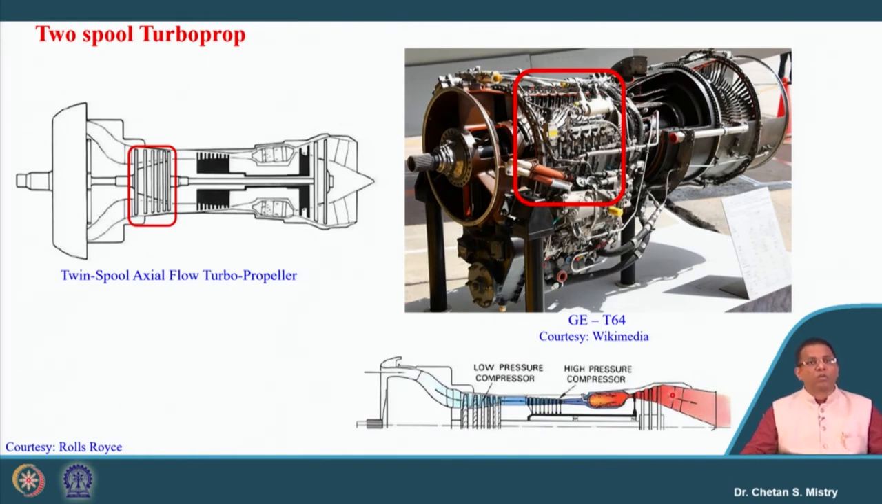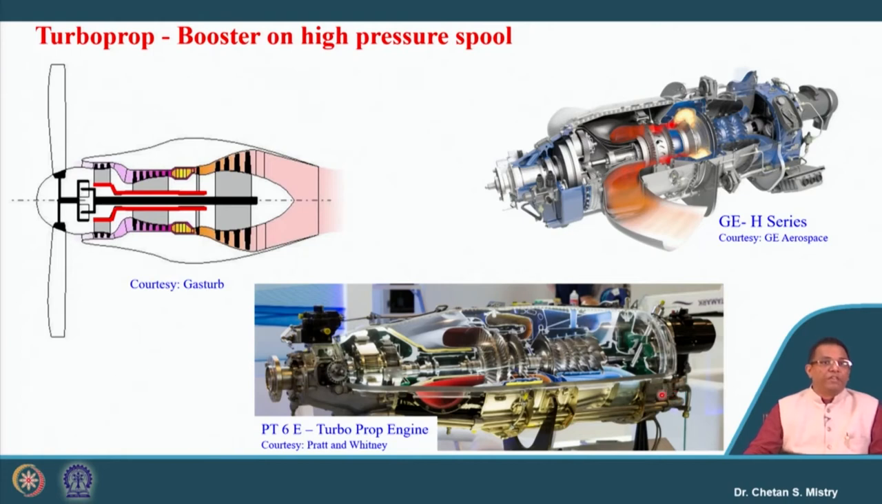Okay. Now, let's look at what all are the other possibilities. Here in this case, if we look at what we have discussed, that's what is configured, people used to say booster on HP pressure spool. So here in this case, this compressor we can define as an HP compressor, and this as an LP compressor, as we have discussed earlier also in week 6, week 7. We can say this compressor is the booster compressor. So here, the booster compressor and my HP compressor are both on a common shaft connected with the HP turbine, and my LP turbine is used to rotate only the propeller.